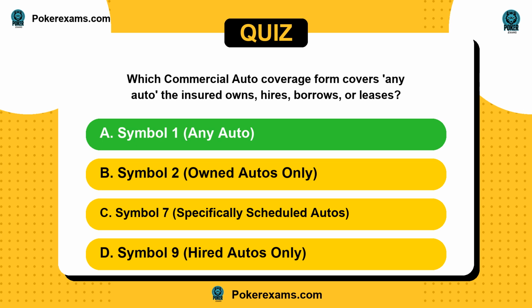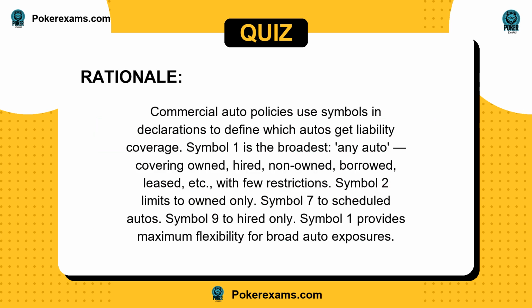The answer is A. Commercial auto policies use symbols and declarations to define which autos get liability coverage. Symbol 1 is the broadest. Any auto covering owned, hired, non-owned, borrowed, leased, etc., with few restrictions. Symbol 2 limits to owned only. Symbol 7 to scheduled autos. Symbol 9 to hired only. Symbol 1 provides maximum flexibility for broad auto exposures.